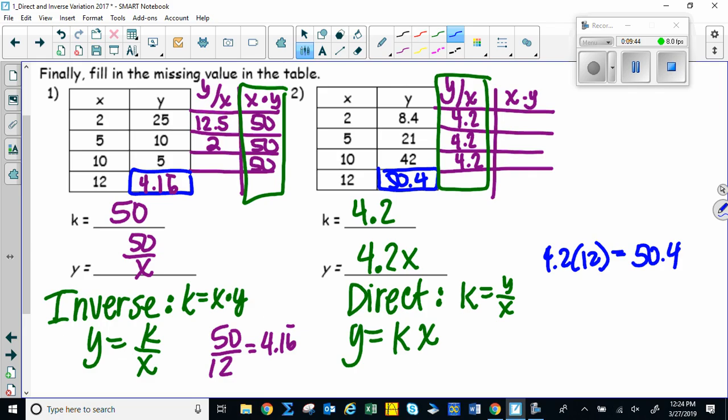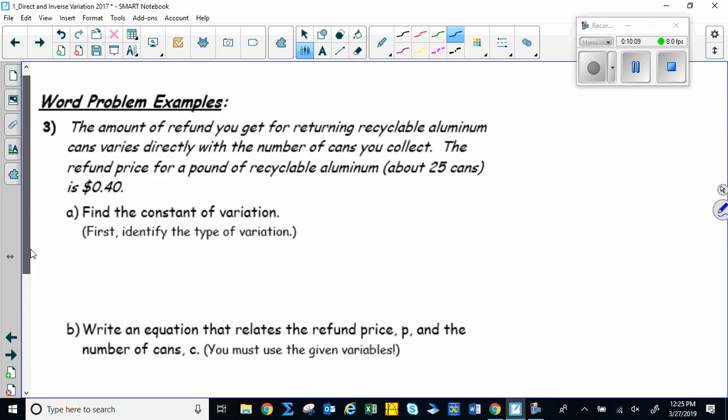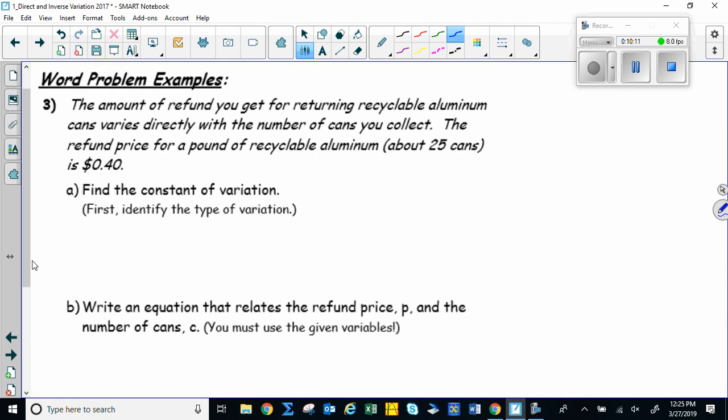All right, so far so good. So I can give you a bunch of tables. Now, if you don't see a common number in the y over x column, and you don't have a common number in the x over y column, then you just say neither. And you don't have to fill anything else in. Okay? If it's neither direct nor inverse variation, you're done. You don't have to find k, there is no k, and you don't have to write an equation.